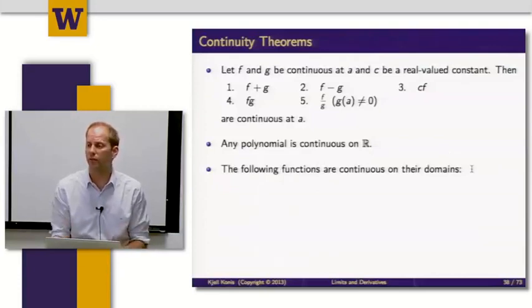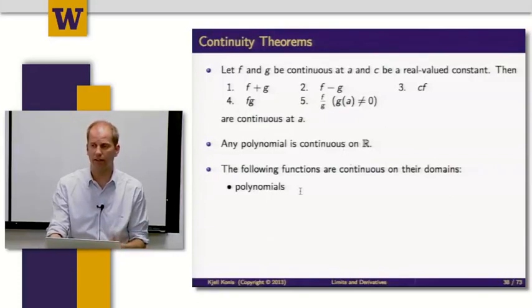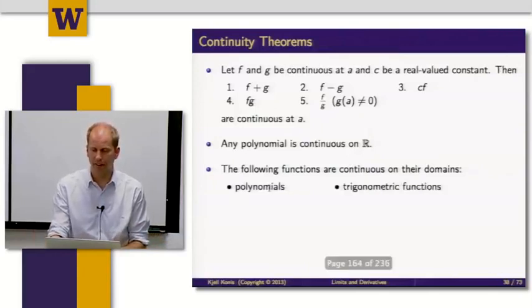So the domain is just where the function is defined. So sometimes you have to be a little bit careful. Like if you have the logarithm, that's not going to be defined for a negative number. So like I said, a polynomial is continuous on the entire real line, so its domain is the entire set of real numbers. So it's continuous on its domain.